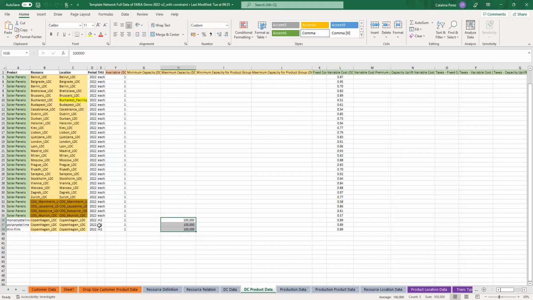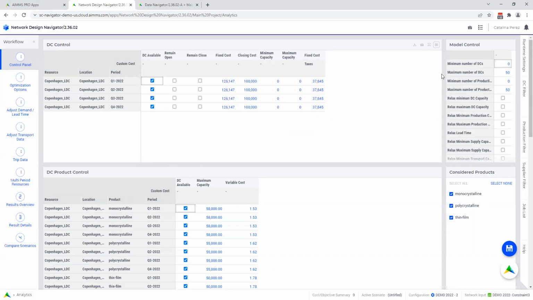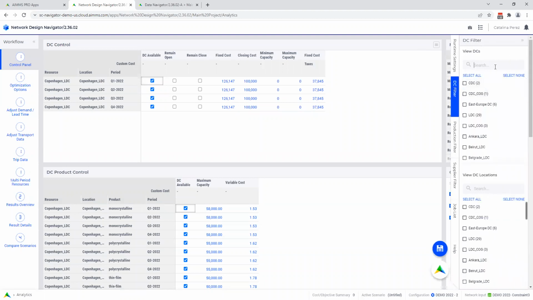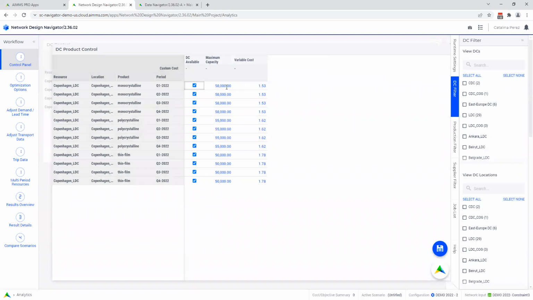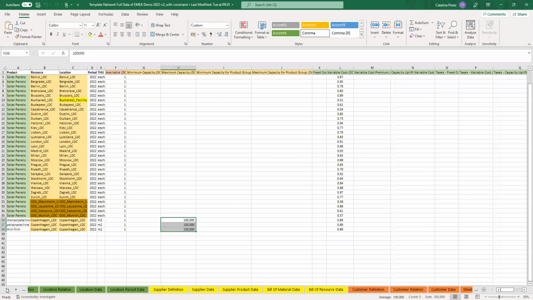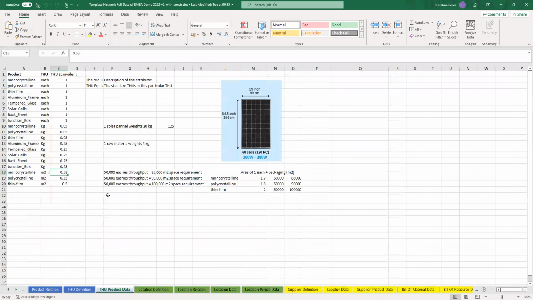Let's take a look at how that looks in the network design app. Here we are in the network design app, and I have only filtered for Copenhagen. This is the reason we are only seeing Copenhagen here. I'm going to make it bigger so you can see properly. We have here that the capacity of monocrystalline is 58,000. The capacity of polycrystalline is 55,000, and of thin film is 50,000. So what it did is convert all of the units that we had written down in square meters into eaches according to our equivalency. If you remember, let's take a look at it. What it did was multiply that 100,000 times 0.58, 0.55, and 0.5.